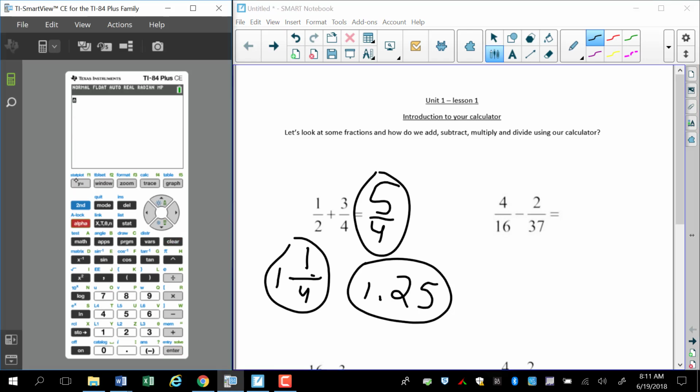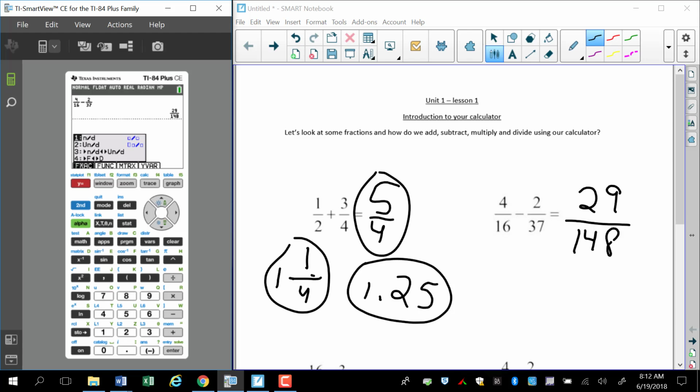All right, so let's take a look. 4/16 minus 2/37. And you get 29 over 148. Now again, if you try to change this to a mixed number, it's not going to give you a mixed number because it's not in that form. This is just a regular fraction.